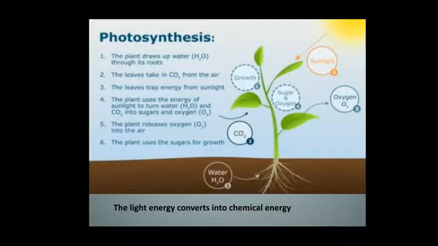The plant uses the sugars for growth. Finally, the compounds formed in the plant by photosynthesis are absorbed by organisms and utilized to produce energy for their daily activities. So here the light energy converts into chemical energy.